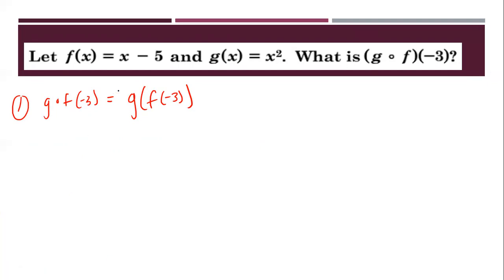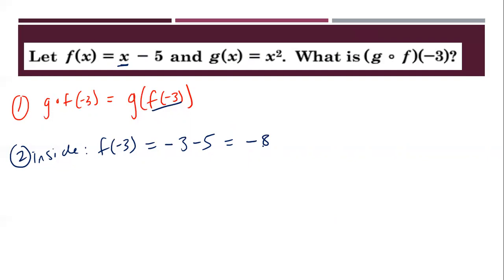Step 2 tells us to start from the inside. So we have F of -3. So we start with the inside, and that's F of -3. So to find F of -3, I'm plugging in -3 for x in F of x. So that gives us -3 minus 5. What is -3 minus 5? If you owe me $3 and then you owe me $5, you now owe me $8. So that's -8.